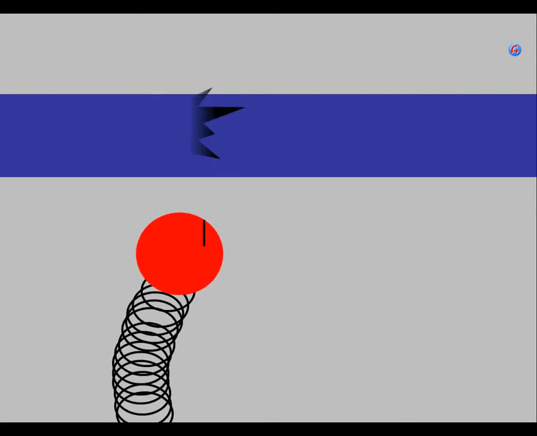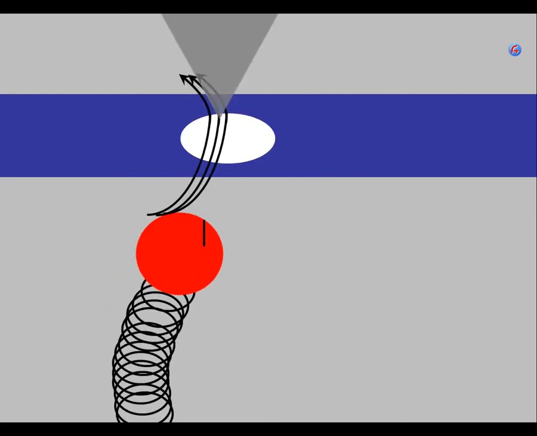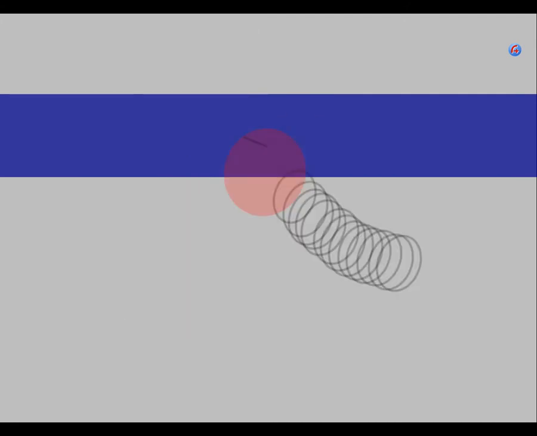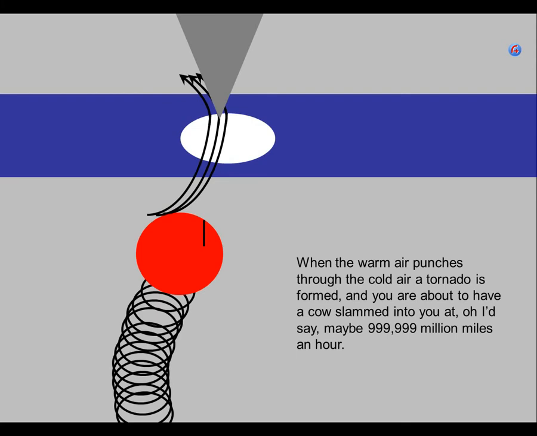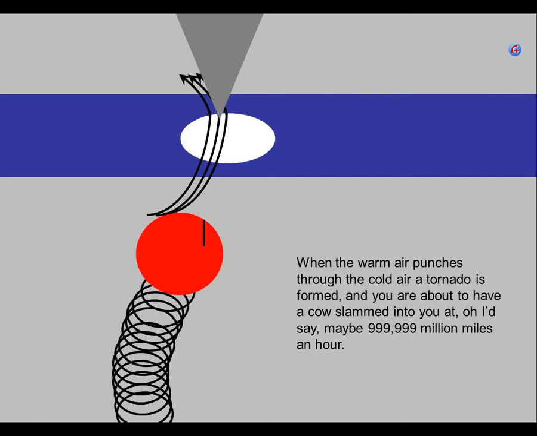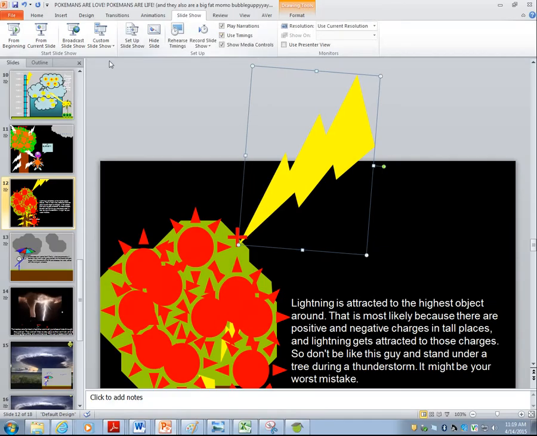Robbie. Here, Robbie. So what's happening now is the fist that's supposed to be like one of the punch box things. It's punching a hole through the cold air, and then the warm air comes through the hole and creates a vacuum, which sucks other air into it, creating the tornado. And that's what happens.